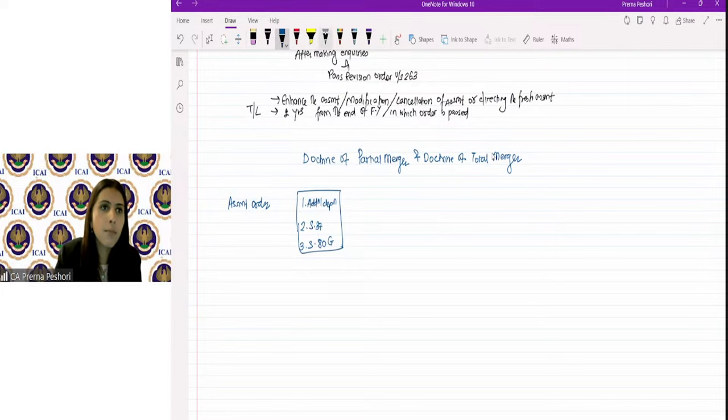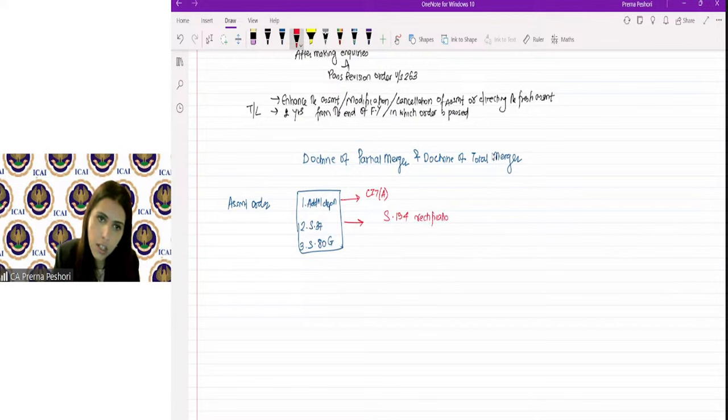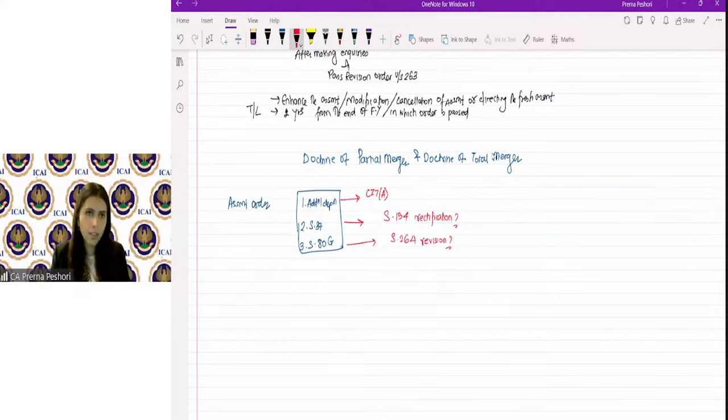Fine. Now, let's say, for example, I decide to go for this particular issue to the CIT appeal. The question now arises, can for this particular issue, I file section 154 rectification? And for this particular issue, I go for section 264 revision. Can I do that? So, here comes this doctrine of partial merger and doctrine of total merger. So, doctrine of total merger means that the order of the lower authority will get merged with the order of the higher authority.